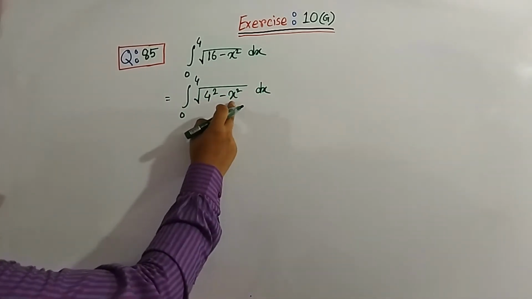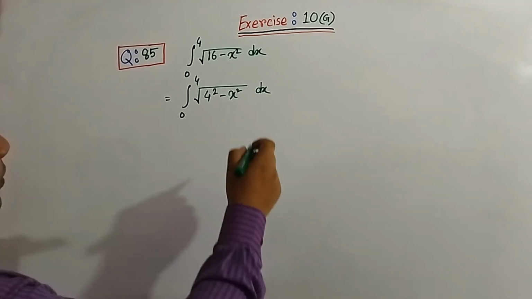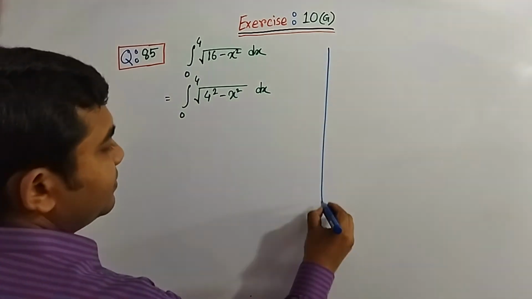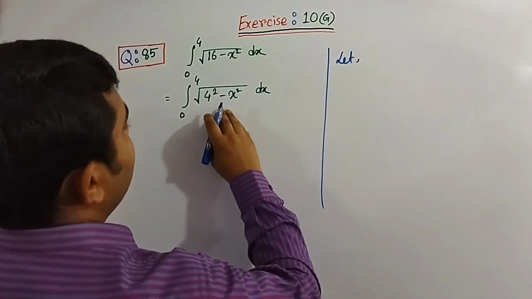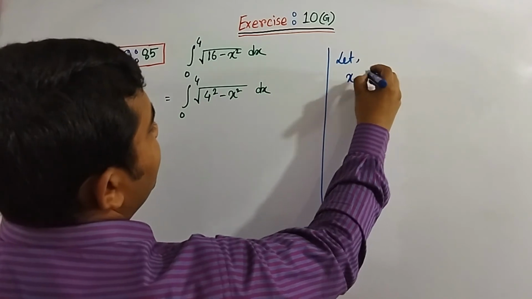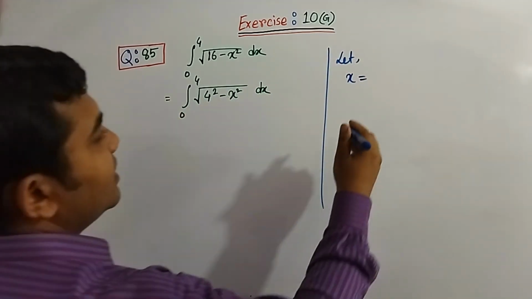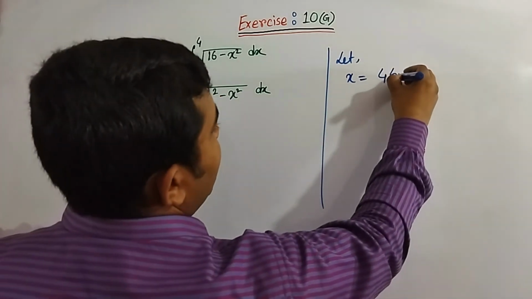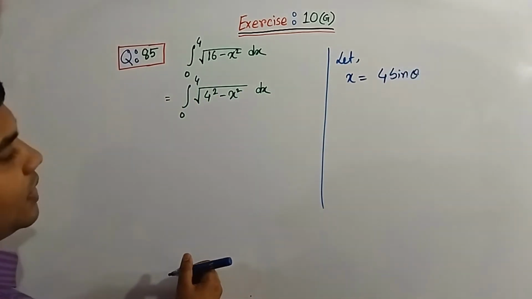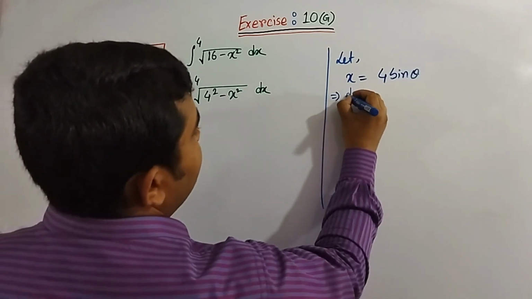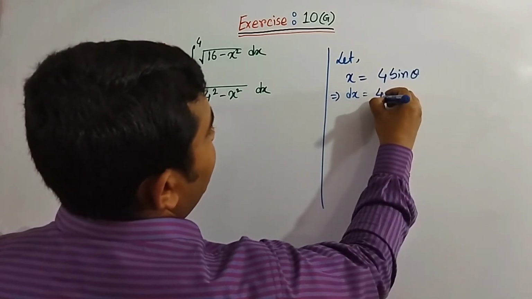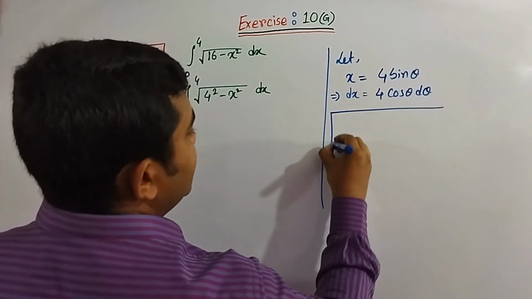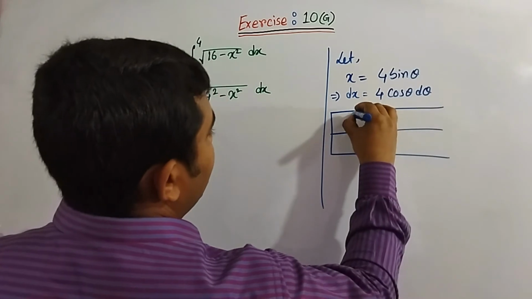That is a square minus x square. Then we'll let x be what? We'll go for the assumption part, that is x should be a sin theta, or here 4 sin theta, for example. If we differentiate this, then we'll get dx should be 4 cos theta d theta, and after this we'll get two values for two limits, isn't it?